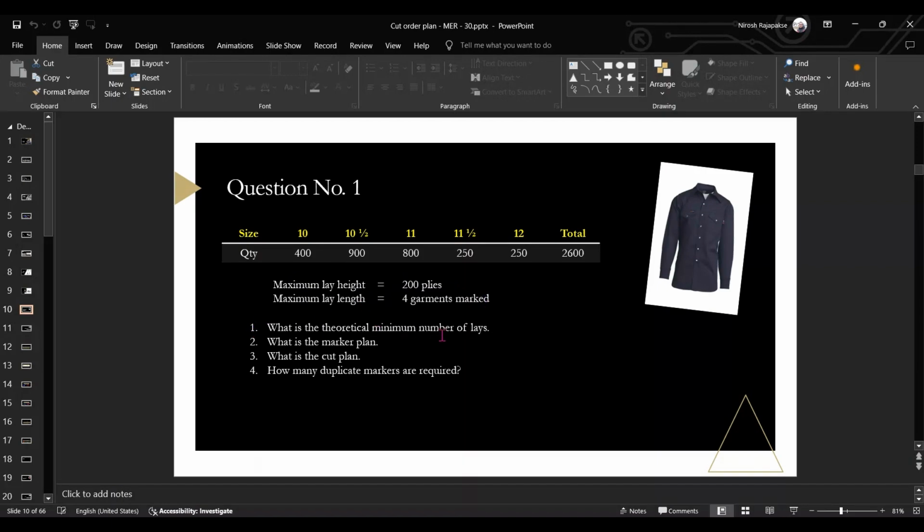What is the theoretical minimum number of lays? The first question. What is the marker plan? What is the cut plan? And how many duplicate markers are required for this order?